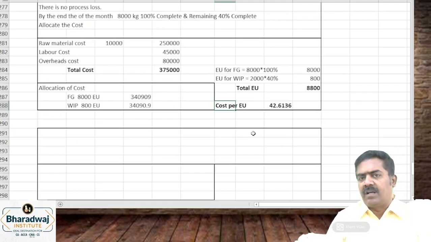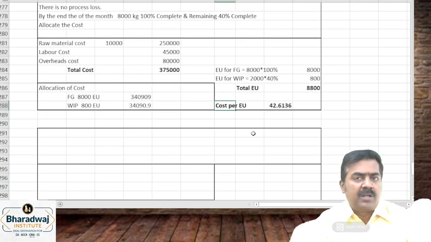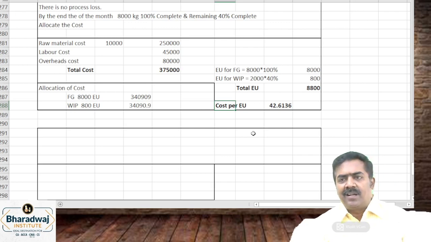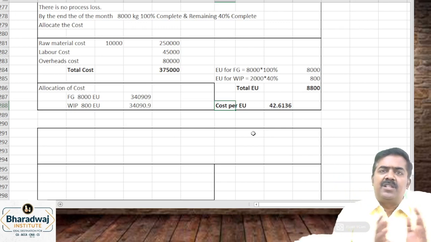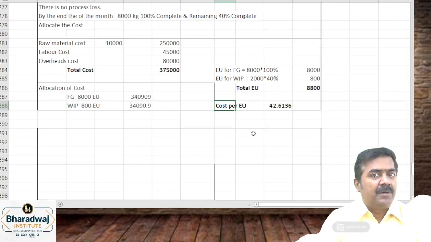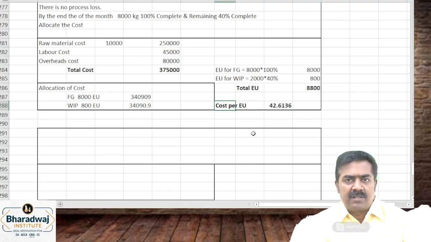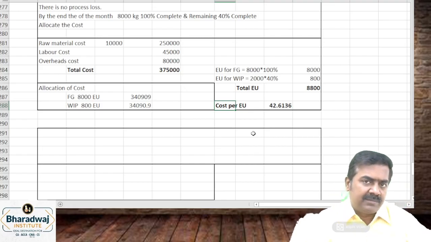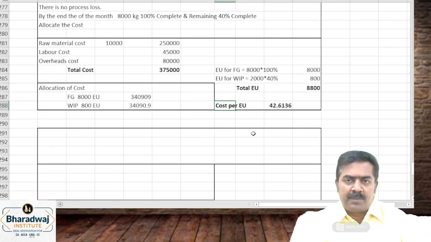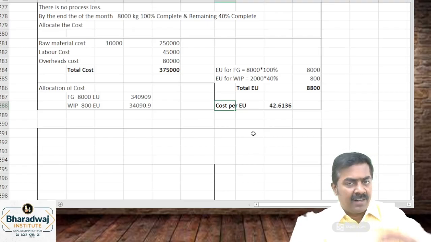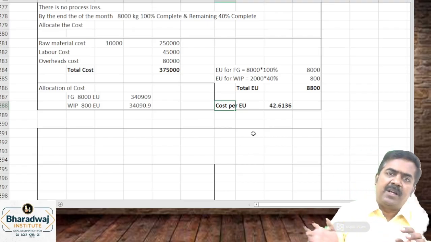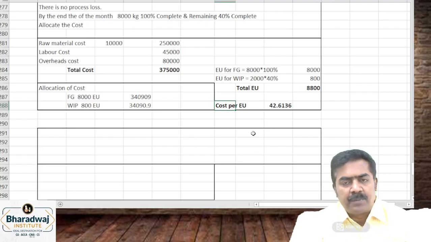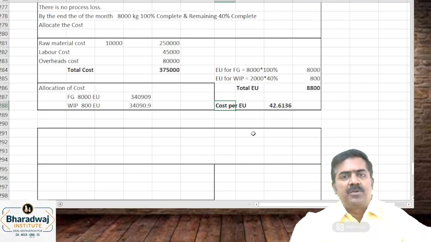Apart from that, we have done a complicated problem. What is a complicated one? It is not that you bring raw material and everything is finished. At the beginning of the period, there may be work in progress. For example, let us assume we are in October. At the beginning of October, we will have which one? Some semi-finished units. In the current month we will bring more raw material to produce. Okay. At the end of the month, there will be closing WIP.